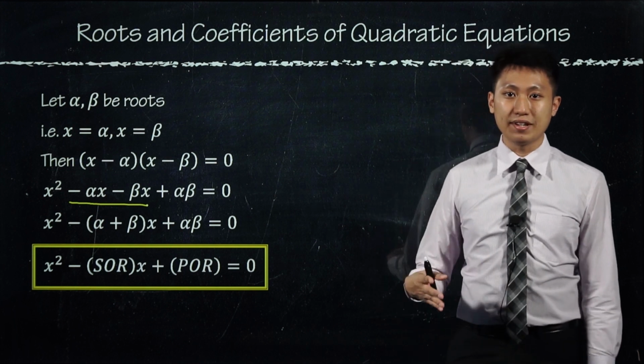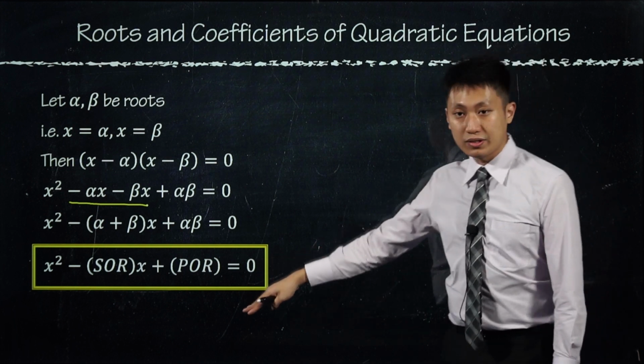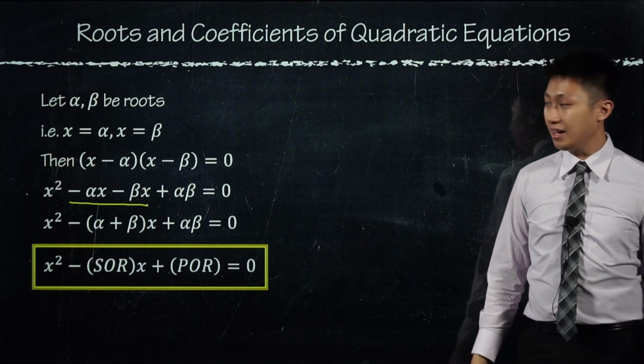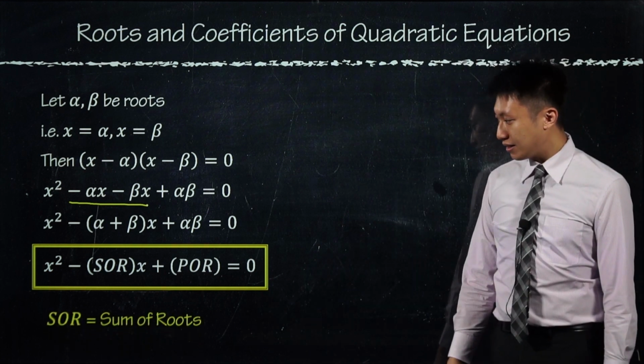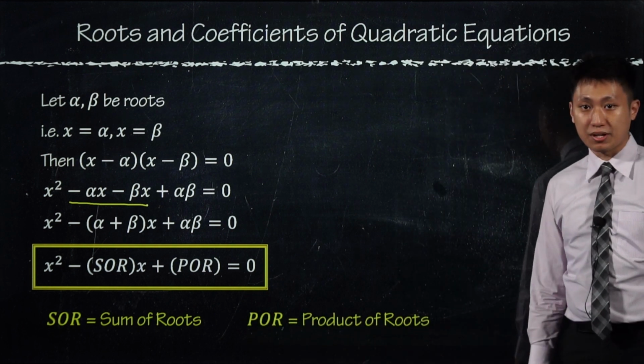Every quadratic equation will be of this form. So if you know this, you can solve something easily. So that is the sum of roots, and that's POR, the product of roots.